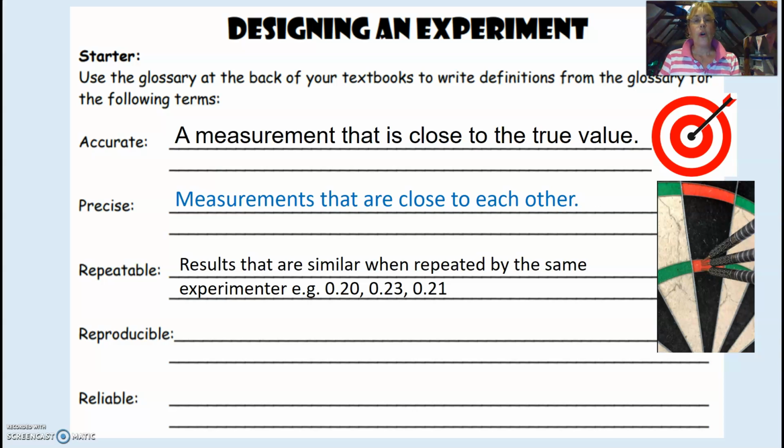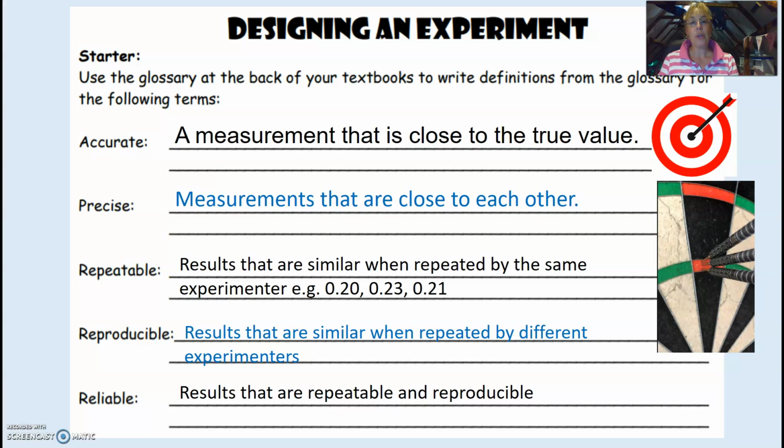So, for a good experiment, it needs to be reproducible. And by that we mean that if somebody else does the experiment, the results are similar to the results that you got. And finally, reliable. So if the results are both repeatable and reproducible, then we can say that our results are reliable. Pause the video and you have 5 minutes to copy these down in silence.